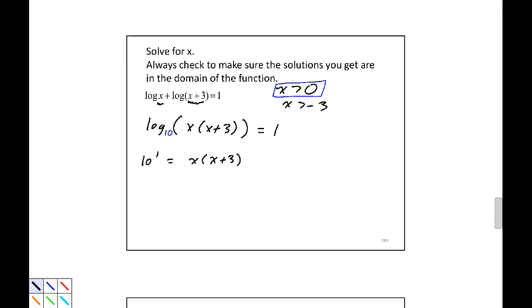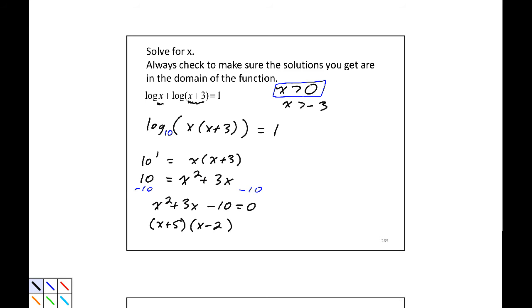Now this is going to be a quadratic function, but we can distribute our x to get x squared plus 3x equals 10, because that's 10 to the first power. Because it's quadratic, we're going to have to subtract 10 from both sides. So our resulting equation is x squared plus 3x minus 10 equals 0. Now we can factor this as x plus 5 and x minus 2, those two separate factors. Parentheses x plus 5, close parentheses. Open parentheses, x minus 2, close parentheses, equals 0.